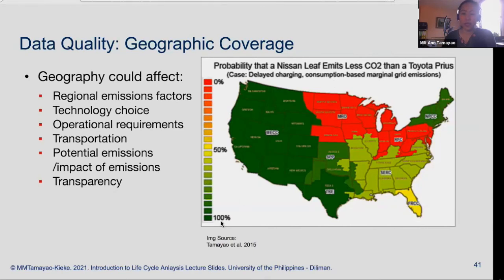So you can see if it's very green, it's 100%. If it's red, then it's 0. And as you can see, in different places in the US there are different levels of probability that a battery electric vehicle, specifically the Nissan Leaf, emits less CO2 than a Toyota Prius, which is the most efficient non-electric vehicle that was considered in this study.